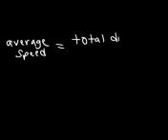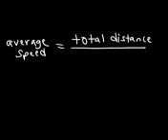There's something called average speed. Because sometimes in physics you need to calculate the average speed of an object. The average speed can be calculated by taking the total distance traveled by the object and dividing it by the total time.